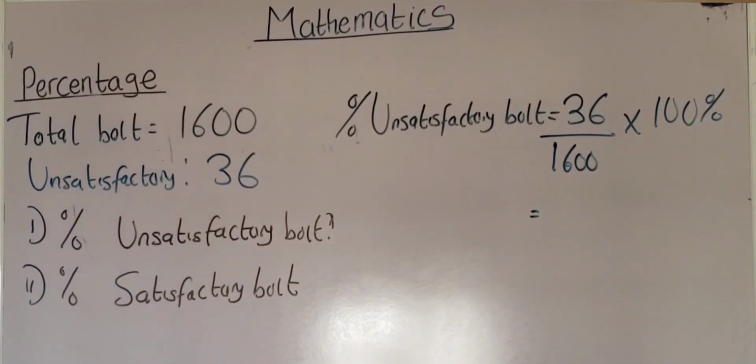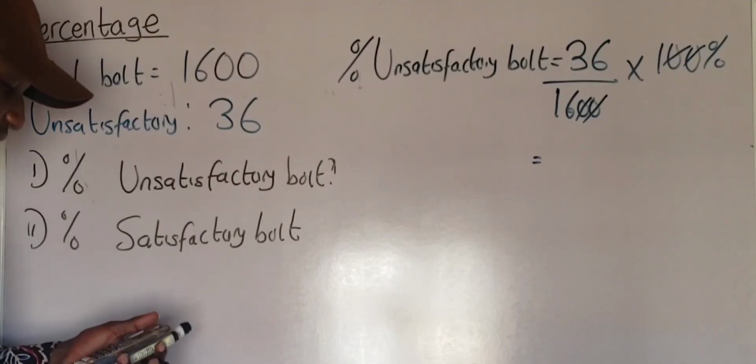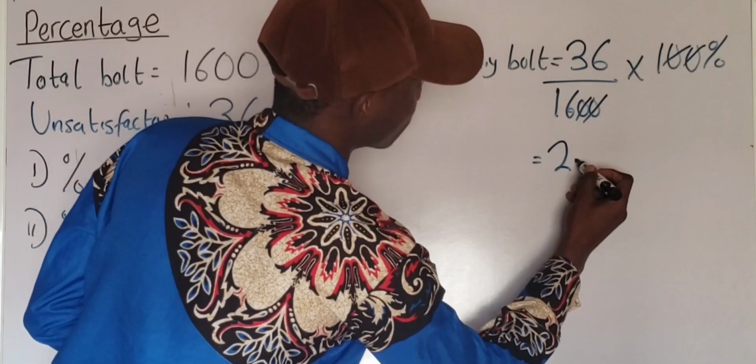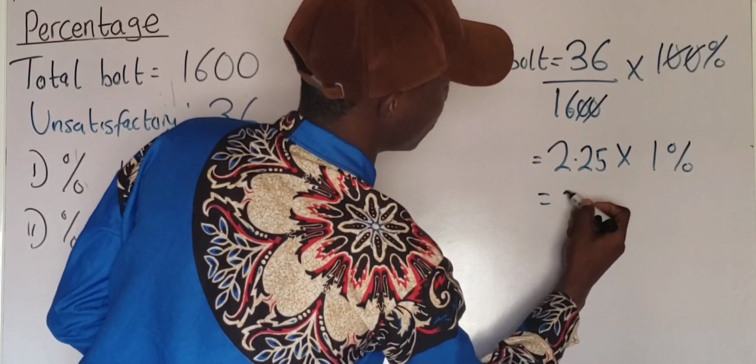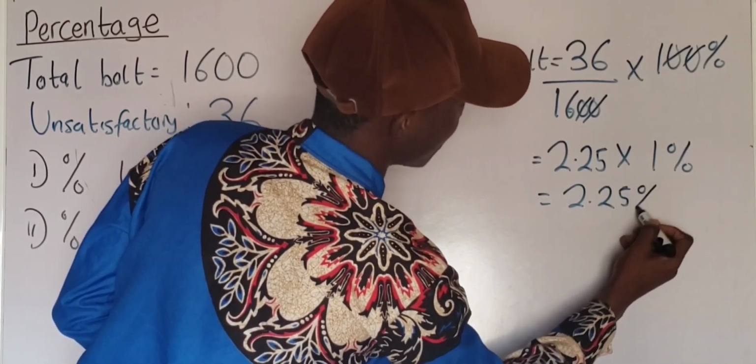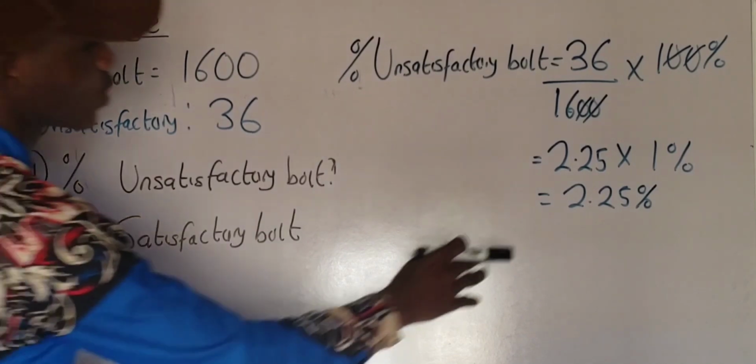Okay. That is the number of unsatisfactory votes divided by the total number of votes that is manufactured, multiplied by 100%. So for this, you can easily compute this. This zero can cancel these zeros. 36 divided by 16 is 2.25. So for this, I'm going to have 2.25 multiplied by 1%. So that is 2.25%.